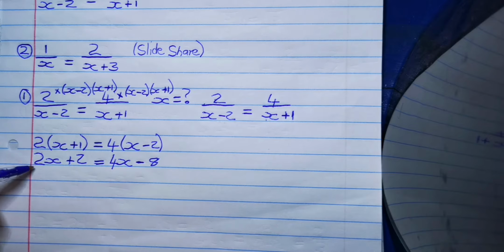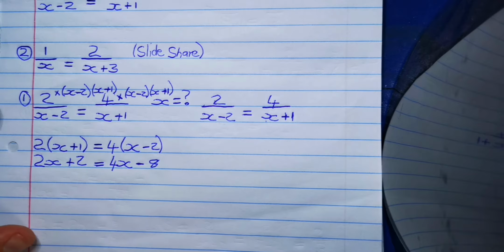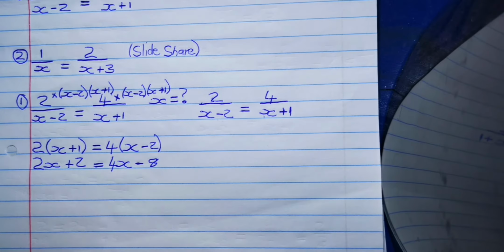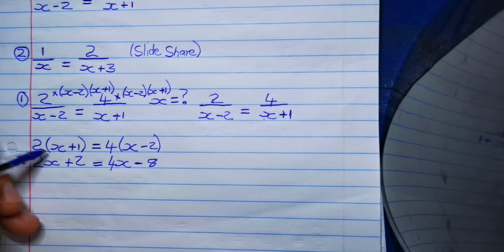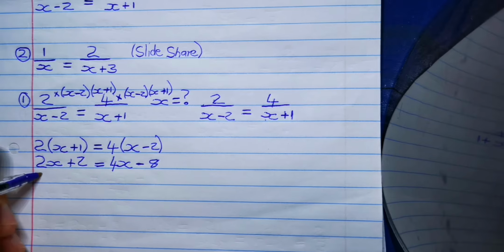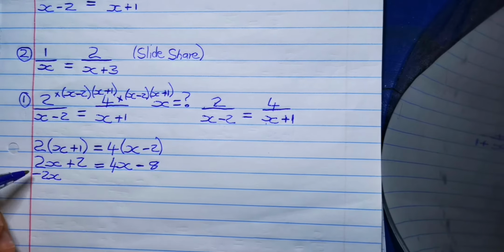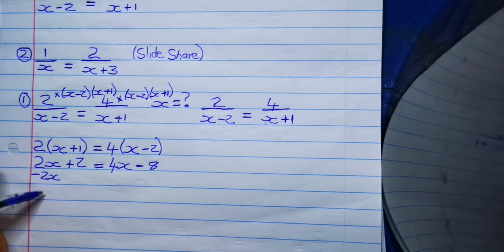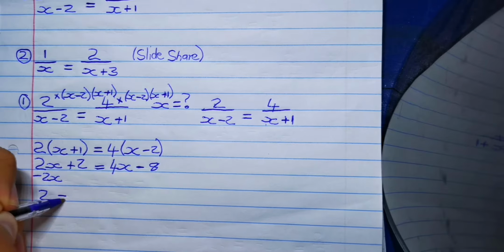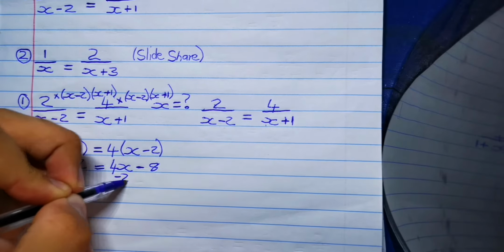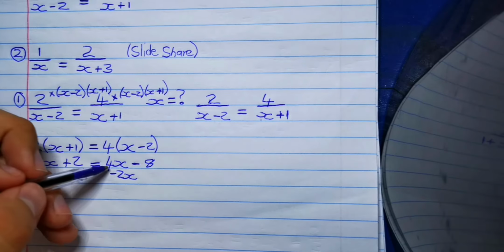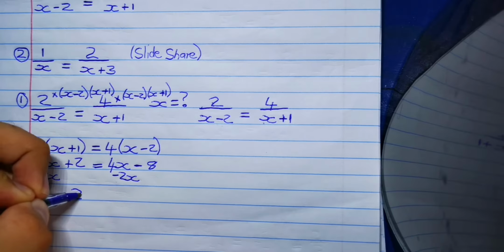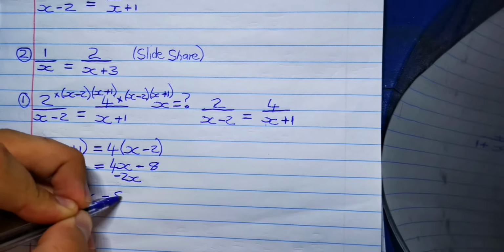Okay, so now we have to get all the x's on one side and all the numbers on the other side. So what we can do on the left here to get rid of this 2x is subtract 2x. So what we're left with is 2x minus 2x, which is a 0. So we're left with 2 is equal to, now I also have to subtract 2x on the right hand side, so we're left with 4x minus 2x, which is just 2x, minus 8.